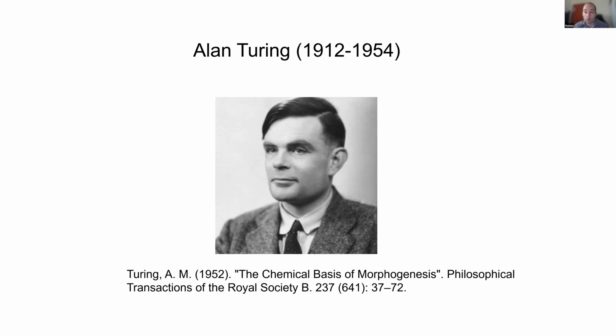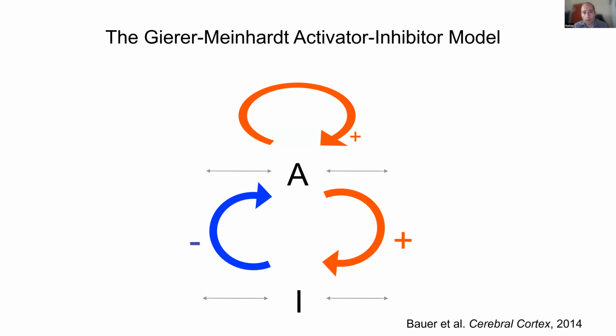There are a wide range of different kinds of patterns in nature, and many of those could develop based on this system that Alan Turing proposed. One subsequent model that is actually based on Alan Turing's seminal work is the so-called Gierer-Meinhardt activator-inhibitor model.